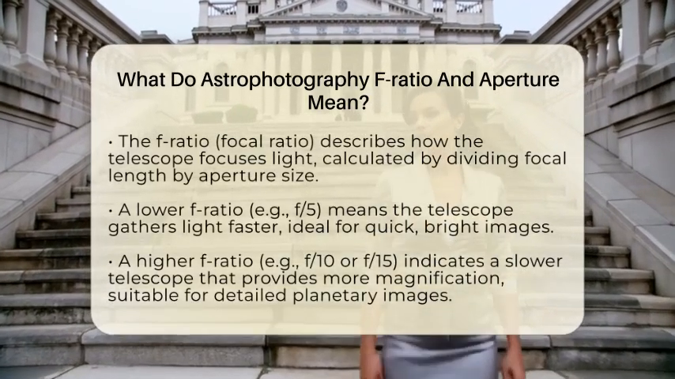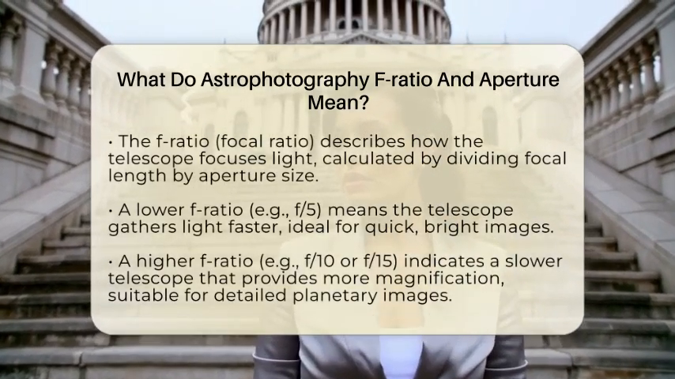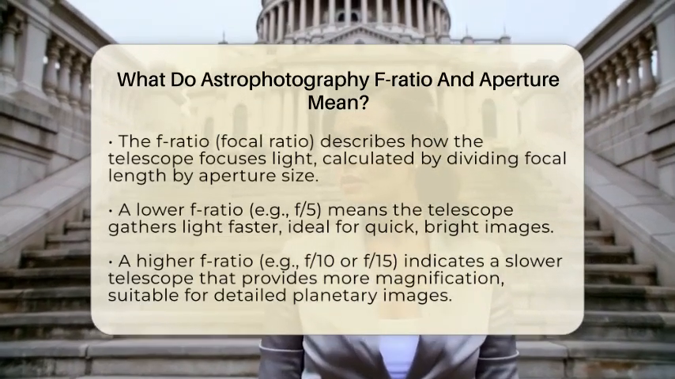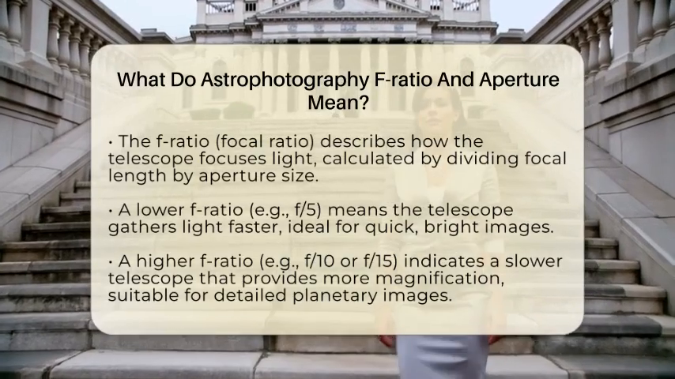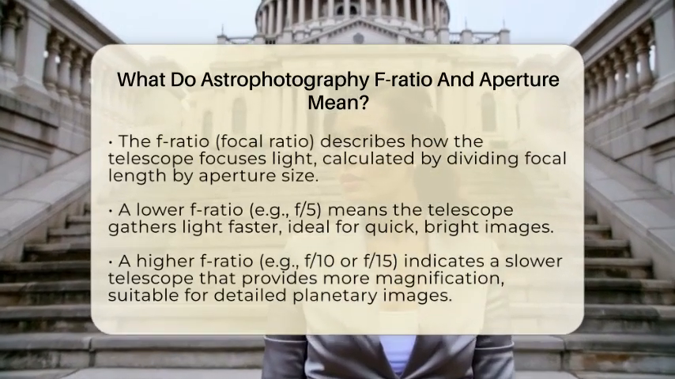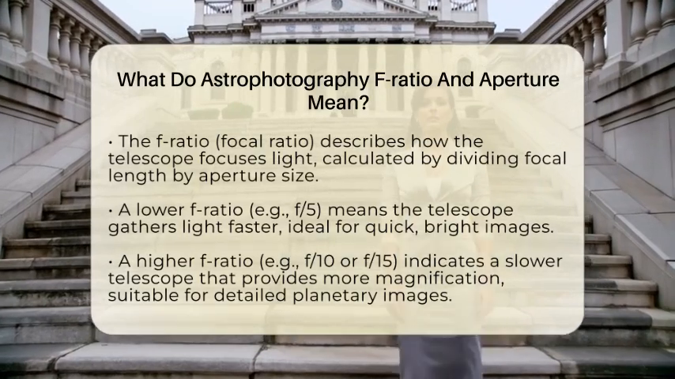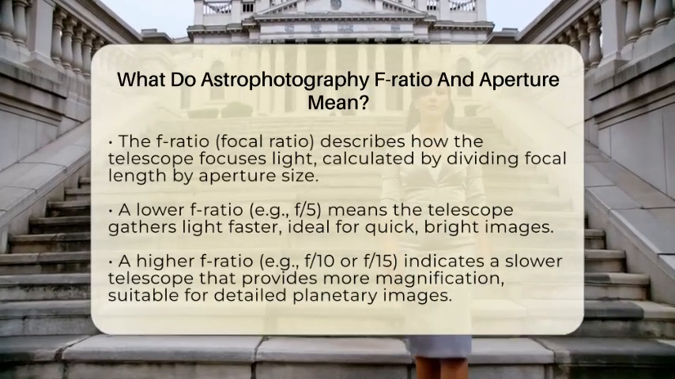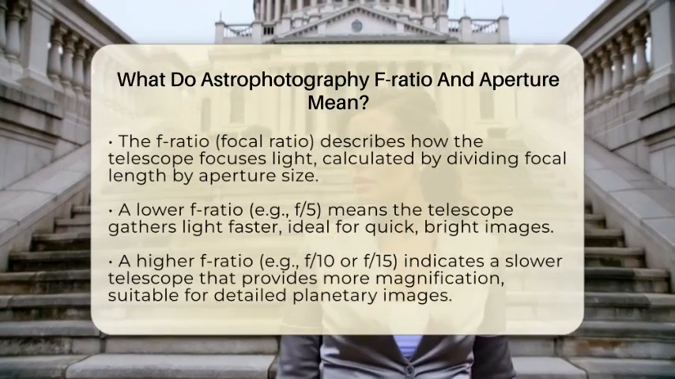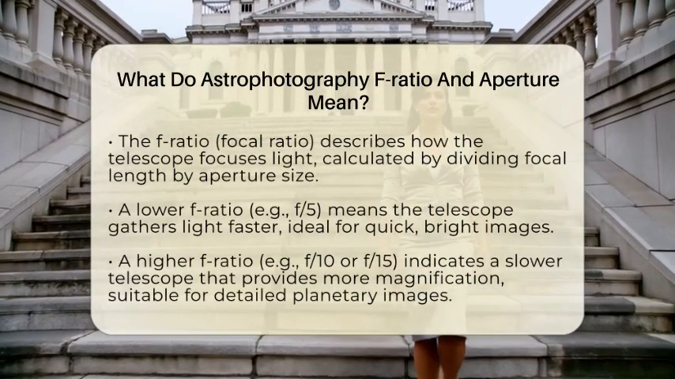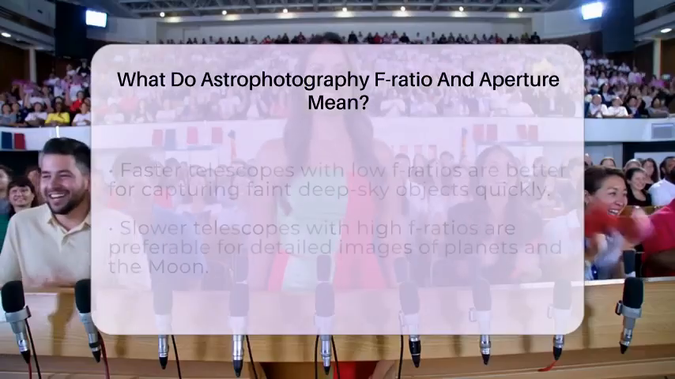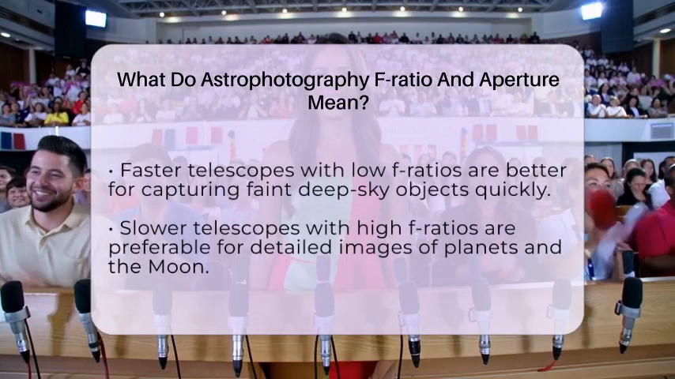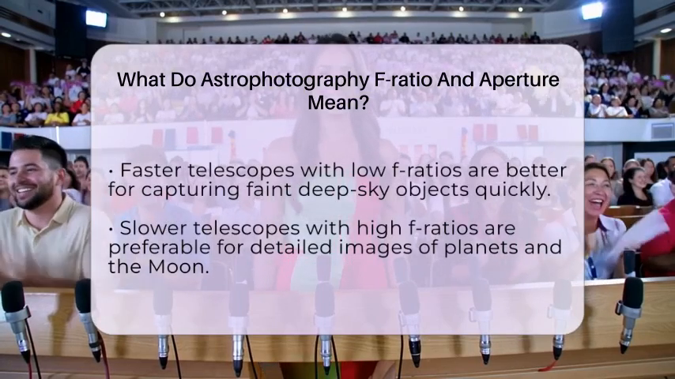Now, the f ratio, also called the focal ratio or f number, is a way to describe how the telescope focuses that light. It's calculated by dividing the telescope's focal length by the diameter of the aperture. For example, if a telescope has a focal length of 1,000 millimeters and an aperture of 200 millimeters, the f ratio is 5, written as f5. The lower the f ratio, the faster the telescope gathers light. This means you can take brighter pictures in less time, which is great for beginners or anyone wanting quick results.